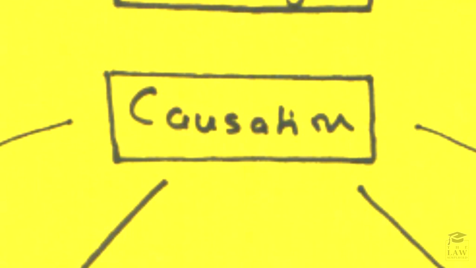In this lesson, we are going to look at causation, damage, and remoteness. Once a duty of care has been established and we find out that it has been breached by the defendant, we must look at whether the action that was done by the defendant caused the actual harm.